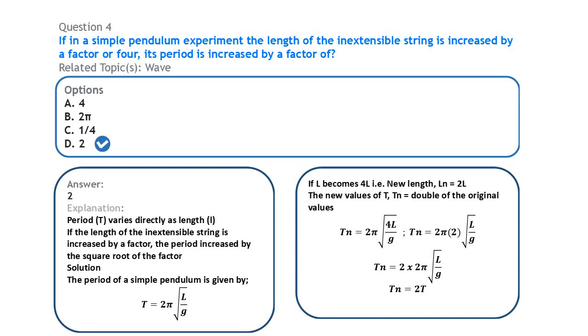Recall that the period originally was 2 pi root L over g. So this 2 times 2 pi root L over g becomes 2 times the original period. That means the new period is 2 times the original period. So what does this mean? If the length of the string is increased by a factor of 4, then its period will be increased by a factor of 2. That means the period would double. Alright.